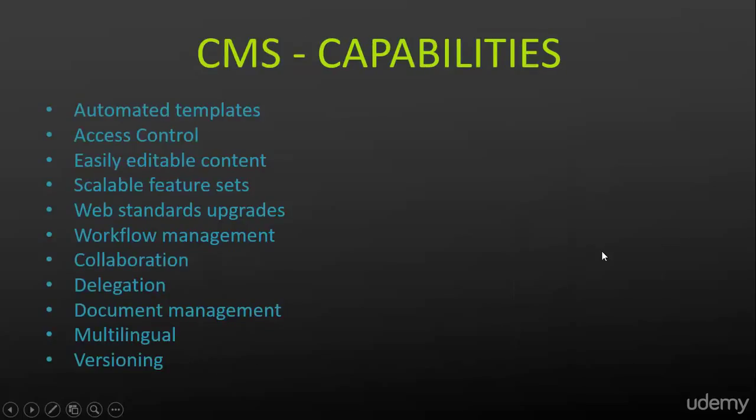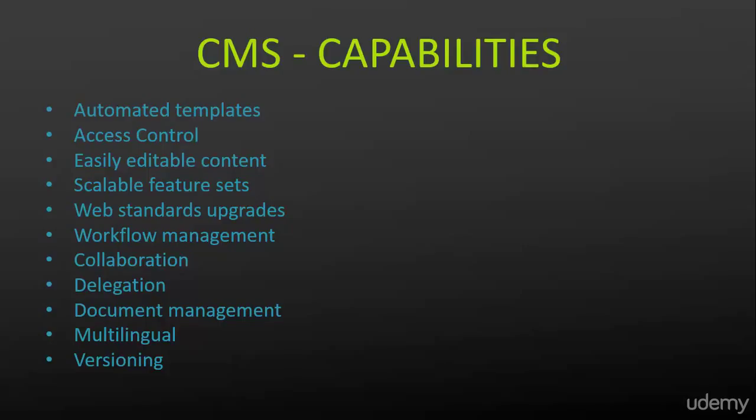What are the different capabilities of a CMS? First and foremost, it has a lot of automated templates. These templates help a lot because for each of the business types, say if you're running a salon or if you have, say, a shoe store, you have built-in templates which cover most of the features that you would want as a business owner.